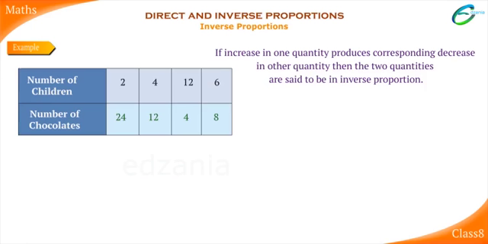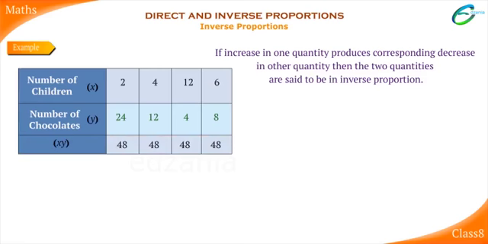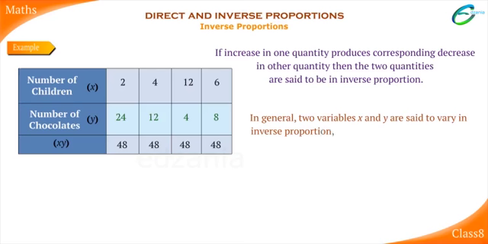Inverse proportion of quantities can also be expressed mathematically. Let's see how. Let us denote the number of children as x and the number of chocolates as y. We can notice that xy is 48 for all the cases and thus it is constant. Or in general, two variables x and y are said to vary in inverse proportion if there exists a relation of the type xy equal to k, where k is constant.